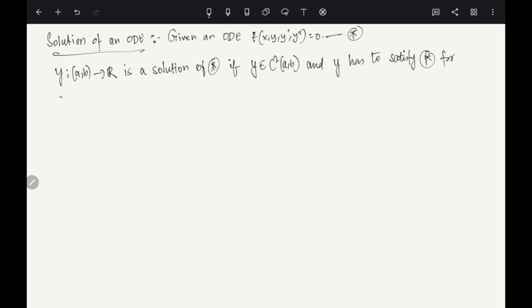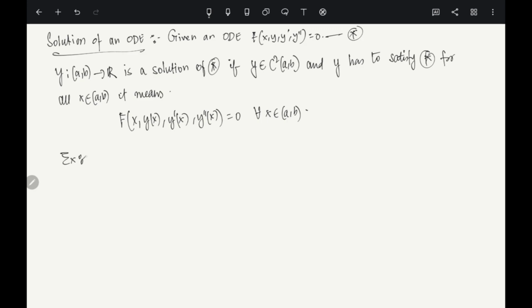for all x in AB. What does that mean? It means f of x, y of x, y prime of x, y double prime of x, that should be 0 for all x in AB. Okay, if this is the case, then we say it is a solution.